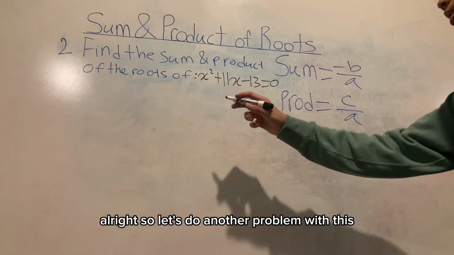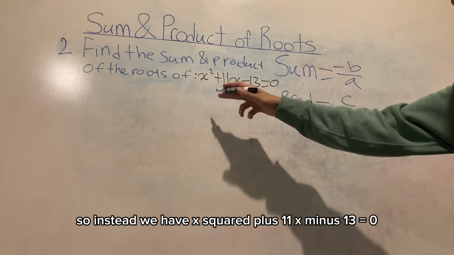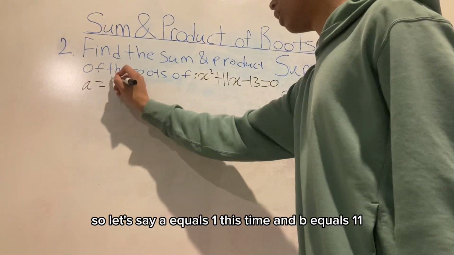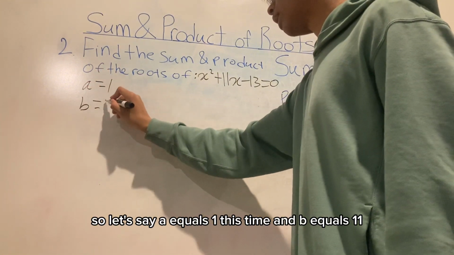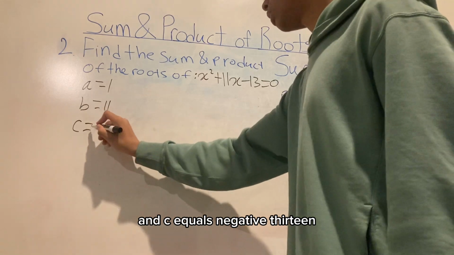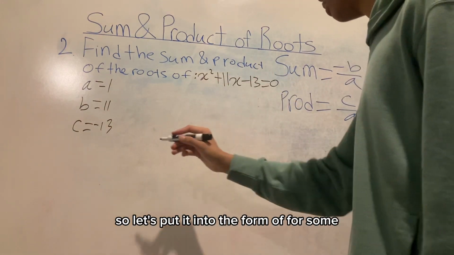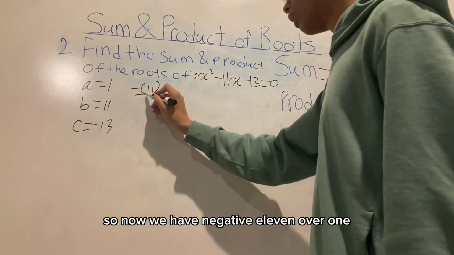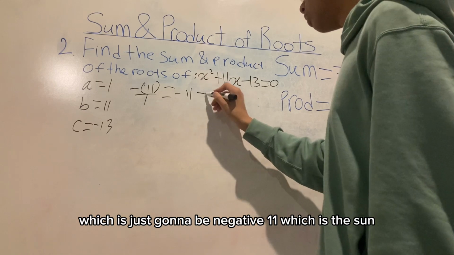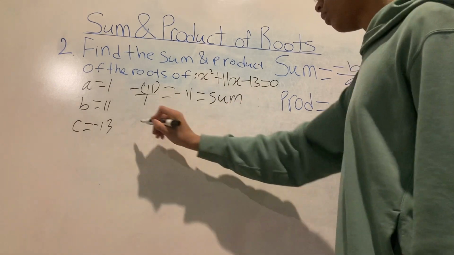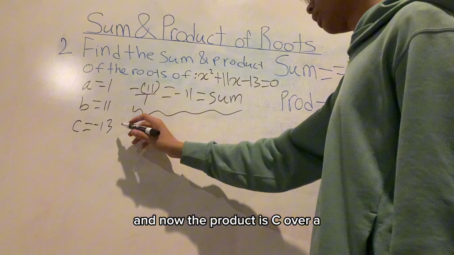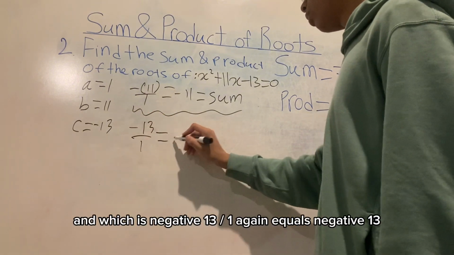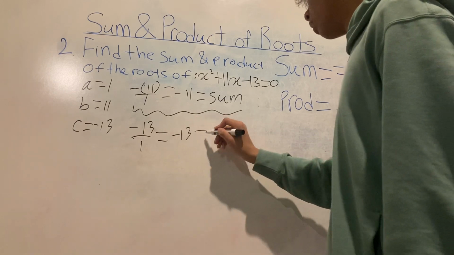Alright, so let's do another problem with this. So instead we have x squared plus 11x minus 13 equals 0. Let's say a equals 1 this time, b equals 11, and c equals negative 13. Let's put it into the formula for the sum. Now we have negative 11 over 1, which is just negative 11, which is the sum. And now the product is c over a, which is negative 13 divided by 1 again, equals negative 13, which is the product.